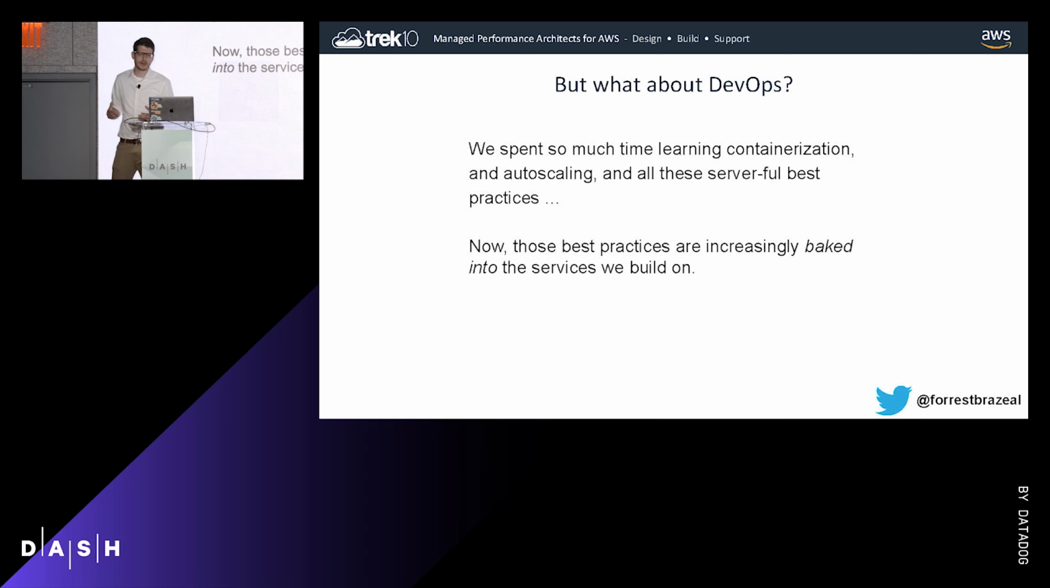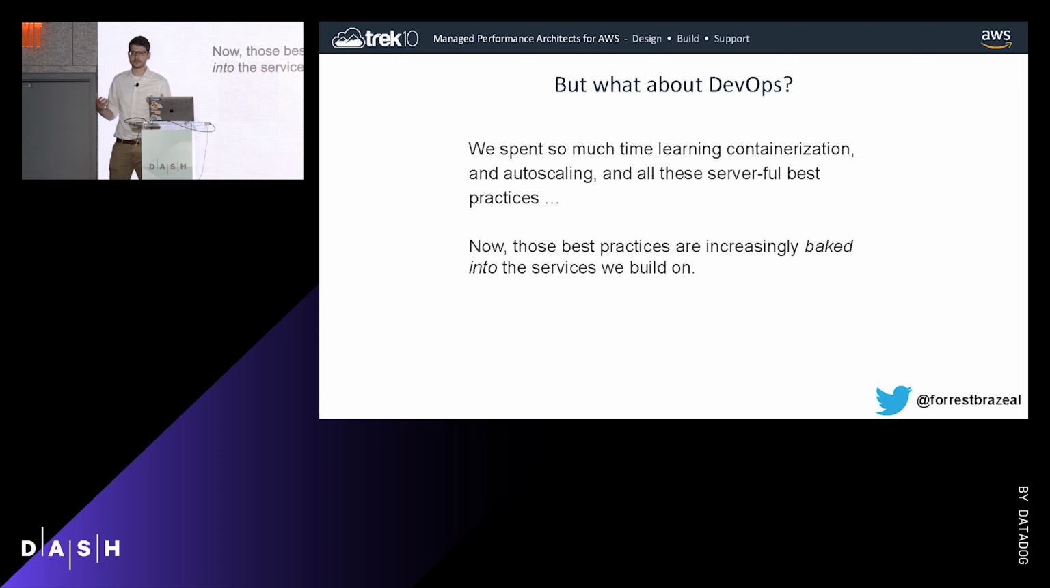We've been doing DevOps now, broadly speaking, for over a decade, right? So we've spent a lot of time learning about containers and auto-scaling and load balancing and all these best practices that are very much focused on getting good at doing things with servers. Sure, there's abstraction layers on top of that, but ultimately, we want to own infrastructure and get really good at operating it at scale.